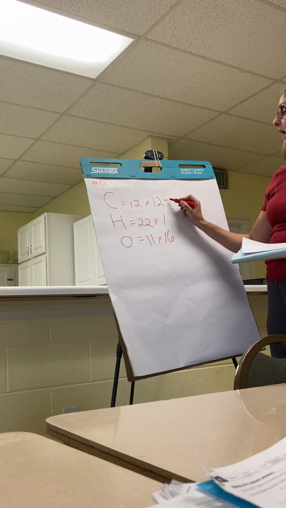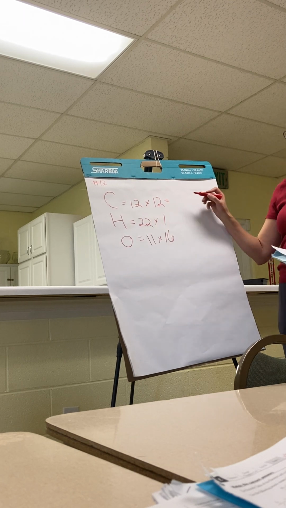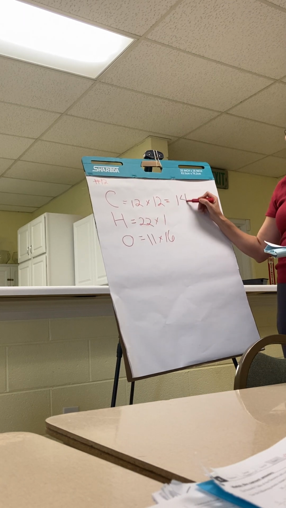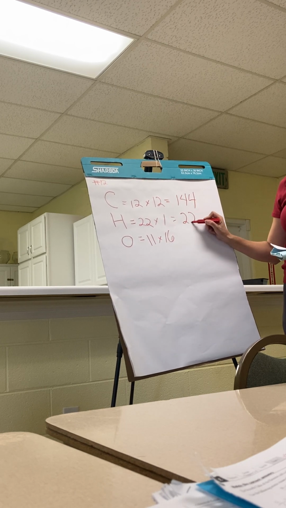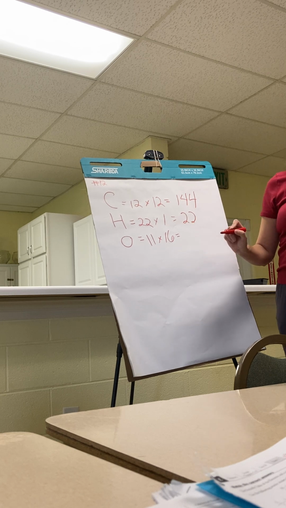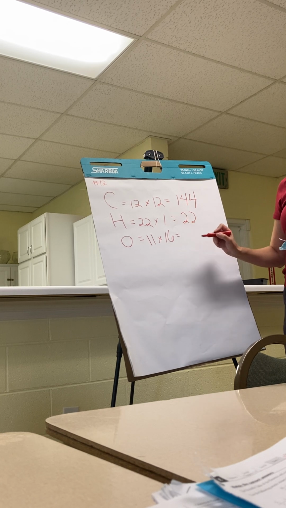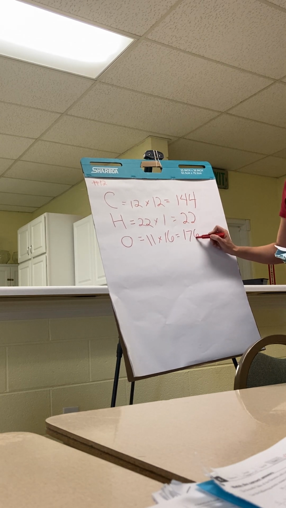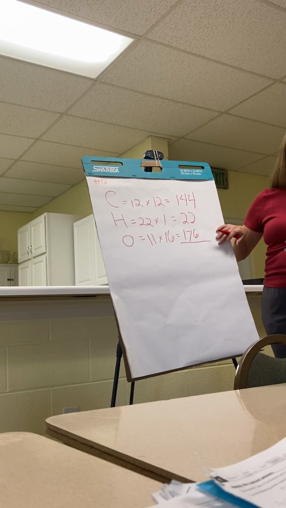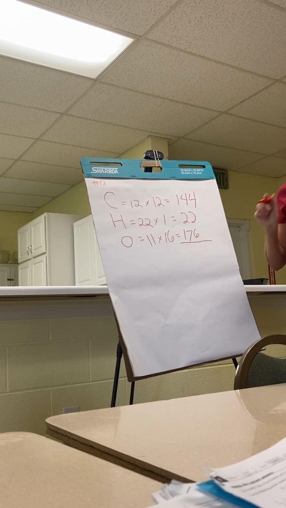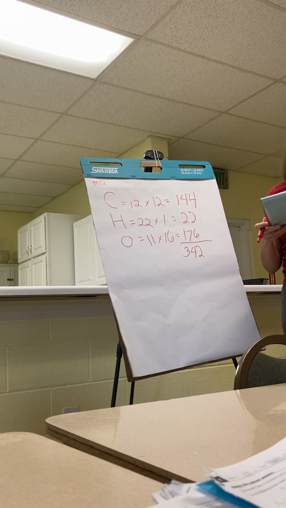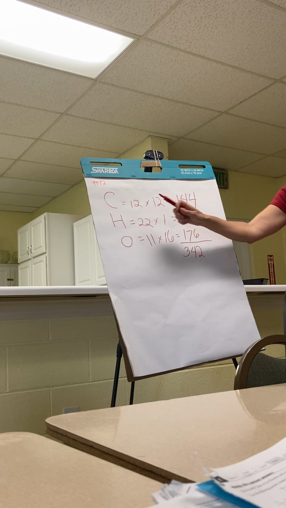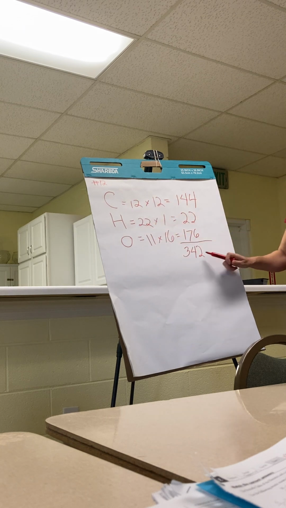All right. So I would multiply these out. 12 times 12. 22 times 1. And 16 times 11. 176. So can someone add these up for me? 342. So the molecular mass of our molecule was 342.